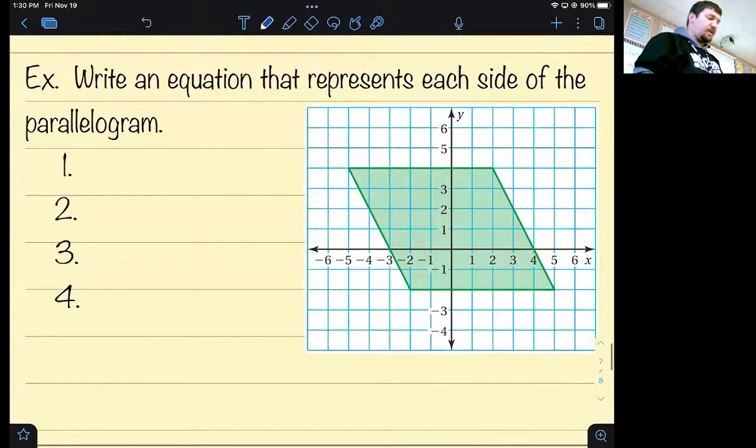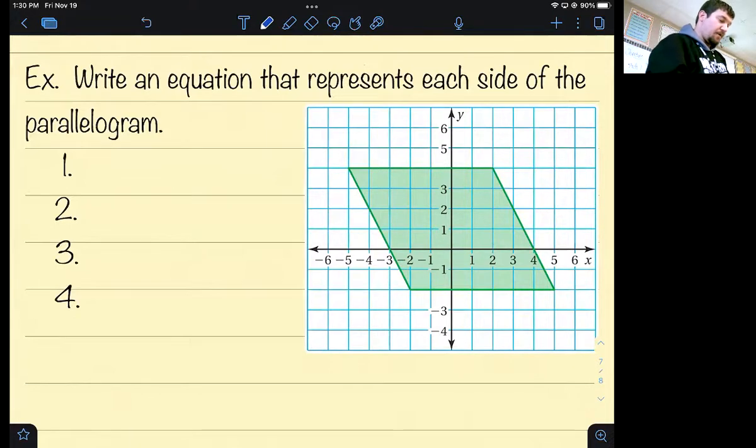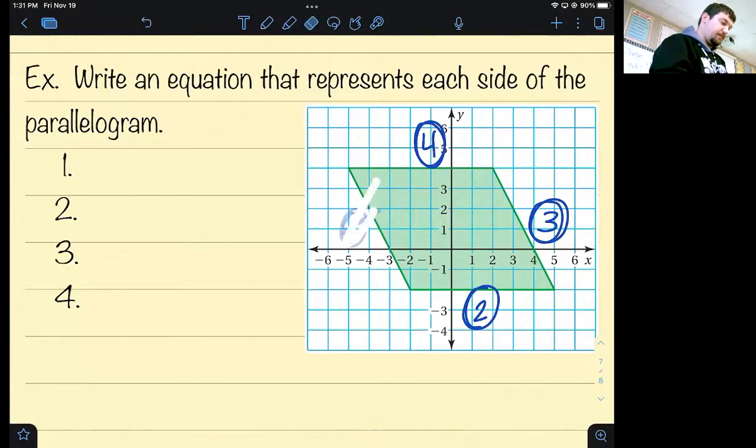I had this one on here because there was a problem like this in the homework. How are you doing on that? Have you not started it yet? Maybe we should look at this one. Okay, I'm going to call these sides 1, 2, 3, 4. These are my sides, and we have to write an equation for each side of the parallelogram.